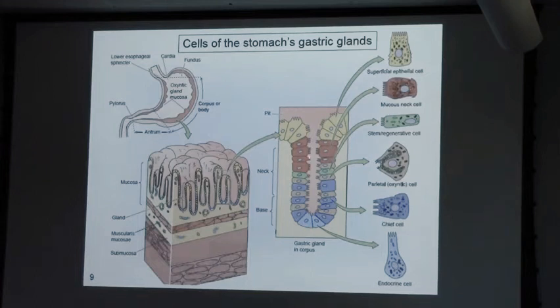These gastric folds have these key cell types: mucus cells, parietal cells, chief cells, and endocrine cells. Those are the ones I want you to know about.